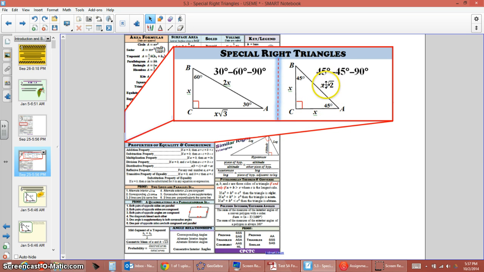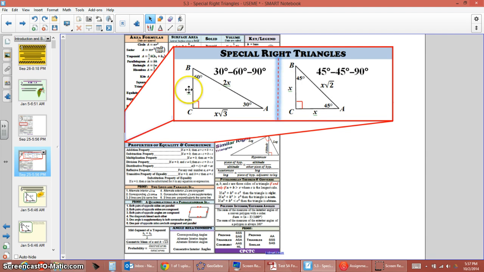Now, if I told you this one was 5 root 2, then this one's 5, this one's 5. Now, if I told you this one was 10, total 10, then I would have to divide by root 2. So I'd have 10 over root 2, which I can't have. So then I have to rationalize and figure things out. I'll show you that later. But the right triangle trick is kind of fun.